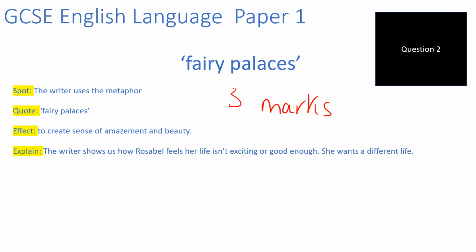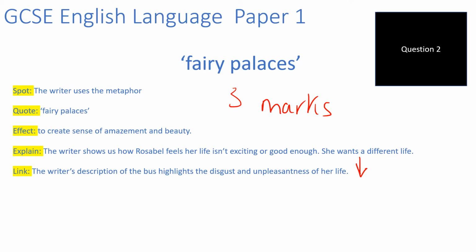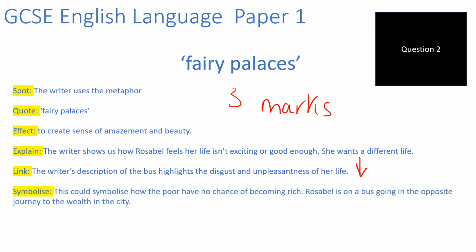Then we start adding more into this, and this is where we're addressing the subtext, the explanation. The writer shows how Rosabelle feels her life isn't exciting or good enough. She wants a different life. The writer's description of the bus highlights the disgust and unpleasantness of her life. So you can see that in our explanation we're linking and we're developing, and we're not just throwing ideas out. We're building up a big understanding of what's really going on here.